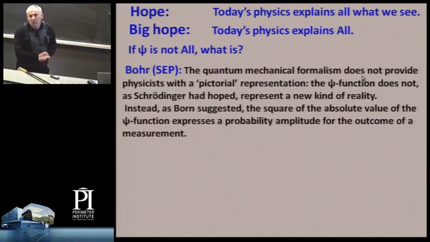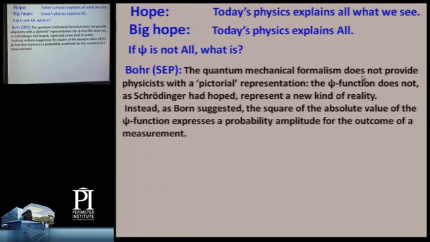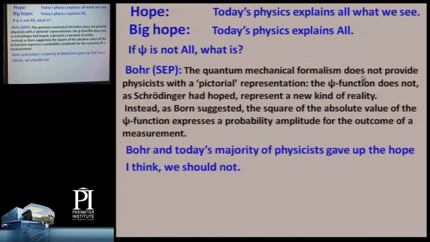If I look at the beginning of quantum mechanics, Bohr will tell us that the quantum mechanical formalism does not provide physicists with a pictorial representation. The psi function does not, as Schrödinger had hoped, represent a new kind of reality. Instead, as Born suggested, the square of the absolute value of the psi function expresses the probability amplitude for the outcome of a measurement. Bohr and today's majority of physicists gave up the hope.